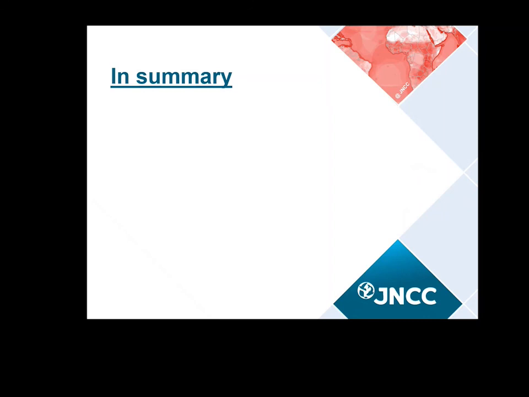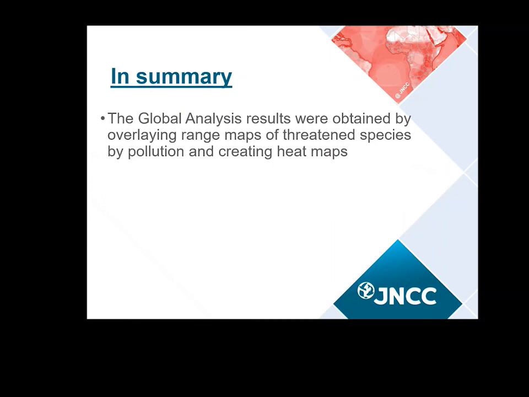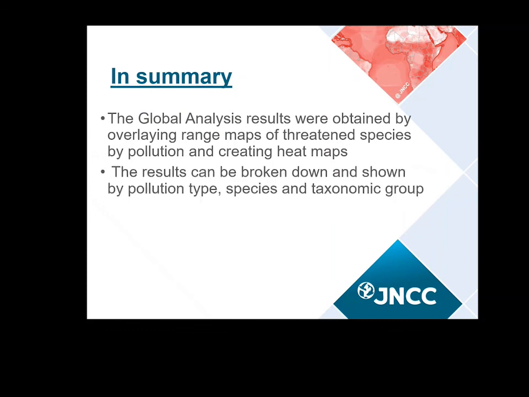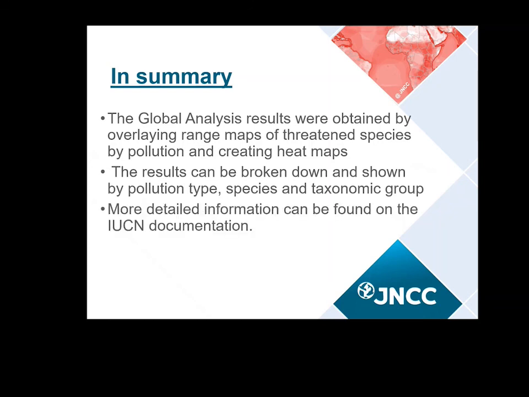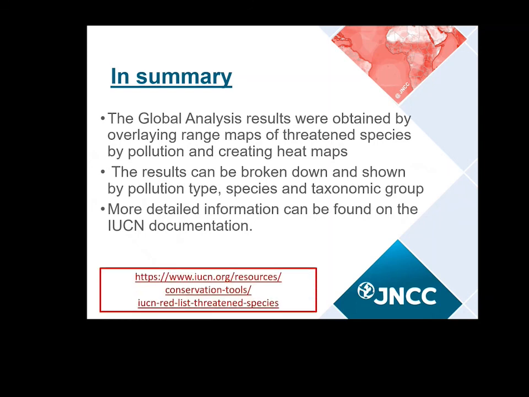The global analysis results were obtained by overlaying range maps of threatened species by pollution and creating heat maps. The results can be broken down and shown by pollution type, species, and taxonomic group. More detailed information about the species and pollution can be found on the IUCN documentation. Overall, we believe this analysis provides powerful information on how pollution is impacting species around the world and may offer some insight to country level considerations along with other sources of information.